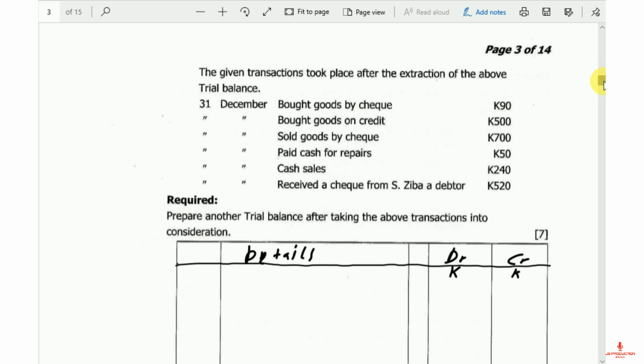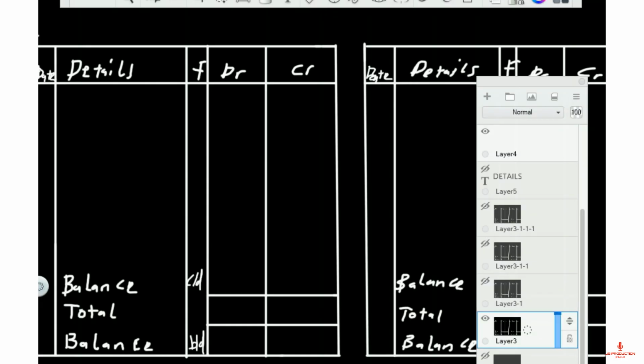So we're going to start with the first transaction, bought goods by check. And from this, we need to identify two types of accounts which are affected. The two types of accounts which are affected, we're going to have purchases and bank. Since the sole trader bought goods, that means we're going to have purchases, and since he bought by check, that means we're going to have the bank account. So we are going to have the purchases account. We're also going to have the bank account.